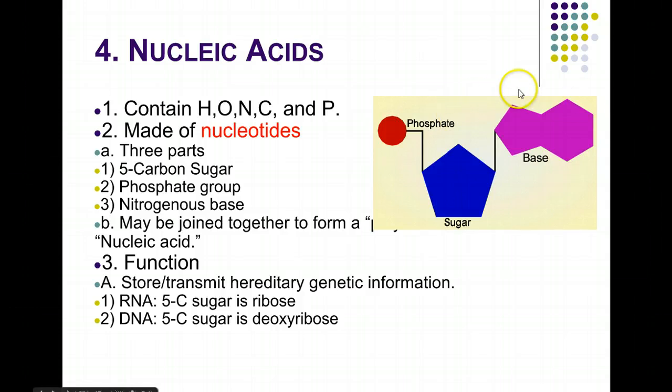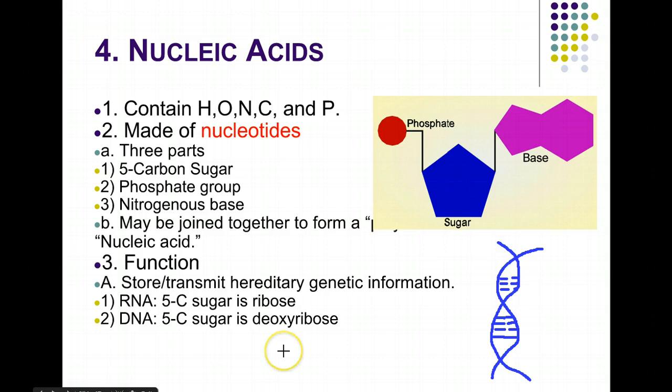When you put a bunch of these together, you get that lovely twisted ladder. I know this artwork is probably so phenomenal you can hardly stand it. In the middle, these are your little nucleotides, the little parts that make up the actual twisted ladder. They consist of a 5-carbon sugar, a phosphate group, and a nitrogen base. And when we put those nucleotides together, we can form a nucleic acid like DNA or RNA.